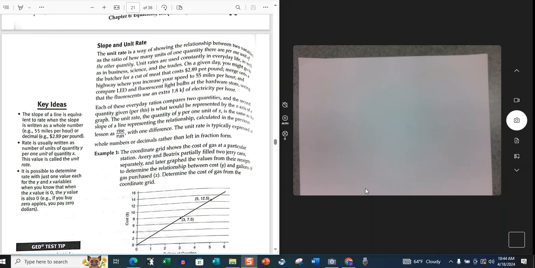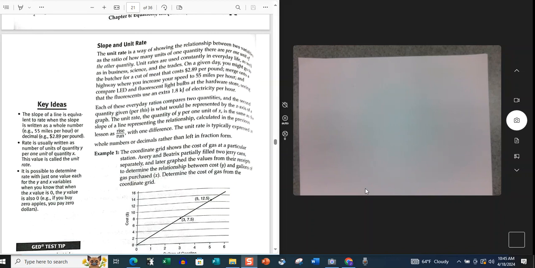Unit rates are used constantly in everyday life, as well as in business, science, and the trades. On a given day, you might go to the butcher for a cut of meat that costs $2.89 per pound, merge onto a highway where you increase your speed to 55 miles per hour, and compare LED and fluorescent light bulbs at the hardware store, seeing that the fluorescent uses an extra 1.8 kJ of electricity per hour. Each of these everyday ratios compares two quantities, and the second quantity given per this is what would be represented by the x-axis of a graph.